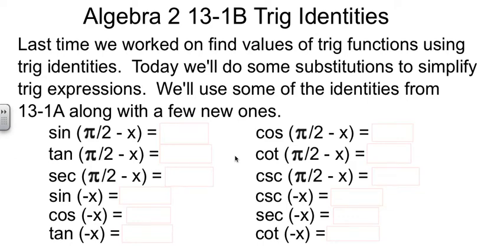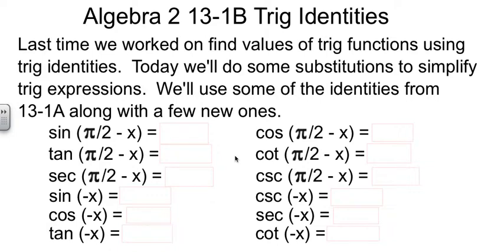This is Algebra 2, Chapter 13, Section 1, Part B, in which we will study more about trig identities. Remember last time we worked on finding values for trig functions. We used Pythagorean identities and the reciprocal identities. Now, today what we're going to work on is using the identities to simplify things. We're going to try to get things down as simple as we can.